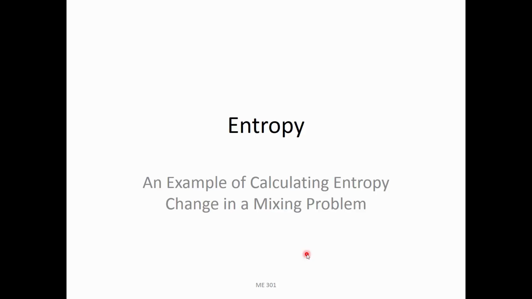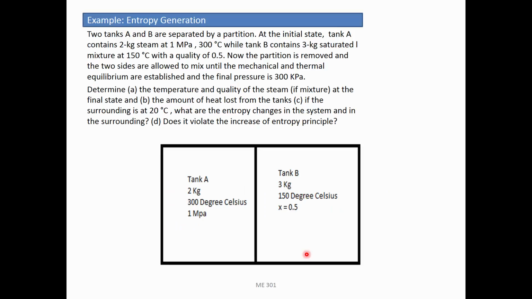Want to show you how to calculate the entropy change for a mixing problem. Two tanks A and B are separated by a partition. At the initial state, tank A contains 2 kg of steam at 1 megapascal, 300 degrees C, while tank B contains 3 kg of saturated mixture at 150 degrees C with a quality of 0.5.